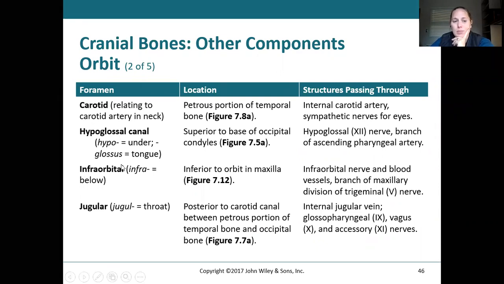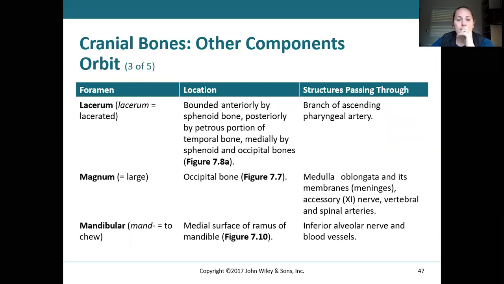Infraorbital foramen as well. So these are all kind of holes within the orbital canal. And again, you have another nerve innervating there, another cranial nerve, your trigeminal nerve. Your jugular, you have structures passing through your vagus, your accessory, and your glossopharyngeal. These are not things that you need to memorize at this point in time. Just recognize that there are foramens located within the facial structure and the orbital structure of the face that allow nerves to innervate and allow for things like expression.